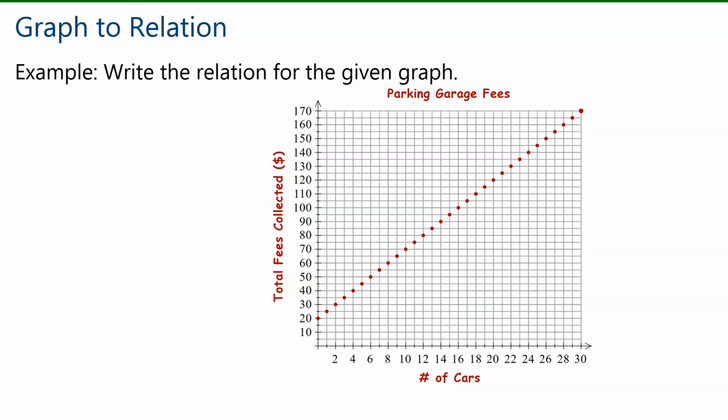Now let's practice writing a relation from a graph again. In this example, we have parking garage fees. So on the bottom is the number of cars, and on the side is the total amount of fees collected. So once again, I'm going to pay attention to the scale here. On the bottom, I notice that the scale is 1. Every block is worth 1.